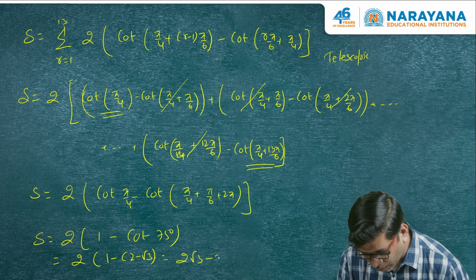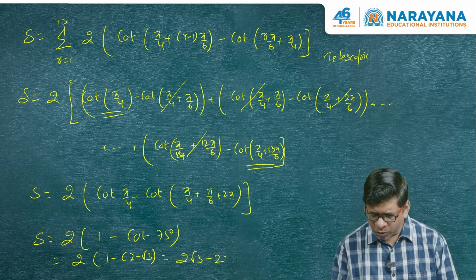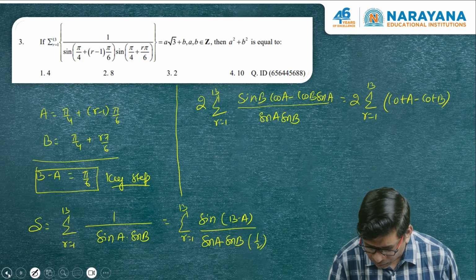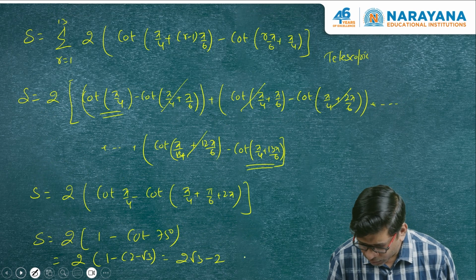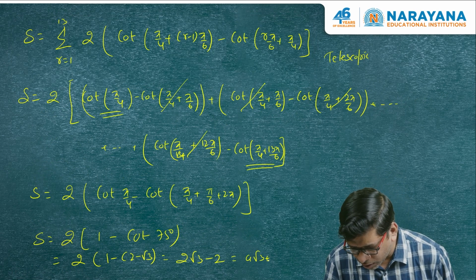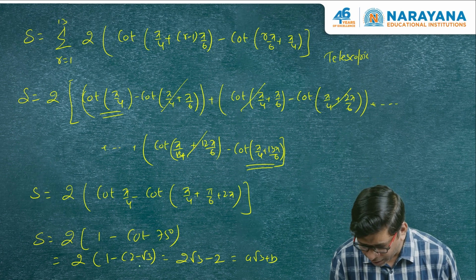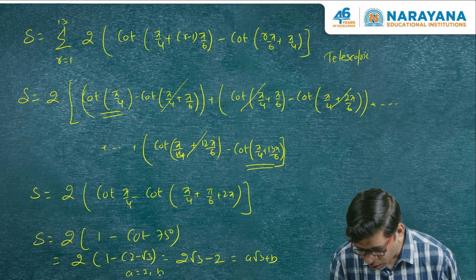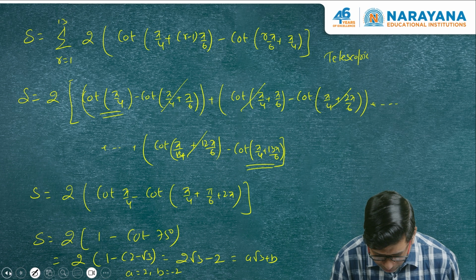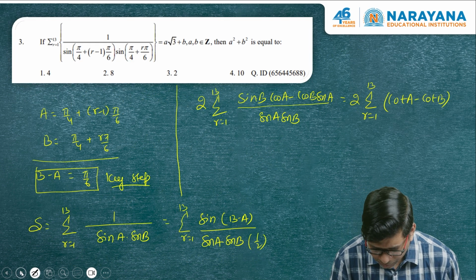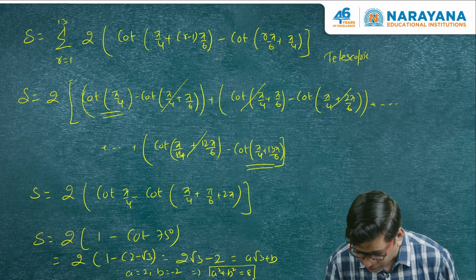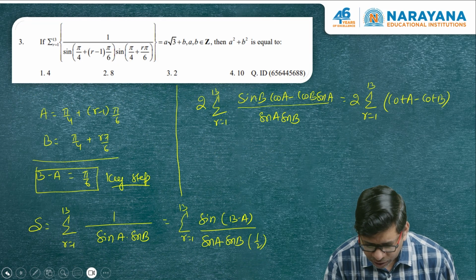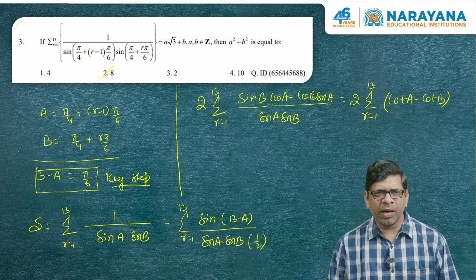So this becomes 2 times of 1 minus 2 minus root 3, which is 2 root 3 minus 2. According to the question, they are saying this sum is a root 3 plus b. So what is a? A is 2 and b is minus 2. What they are asking here? They are asking a square plus b square. So a square plus b square is 4 plus 4, 8. So 8 is the correct answer for this question, and 8 is option number B. So B is the correct answer.